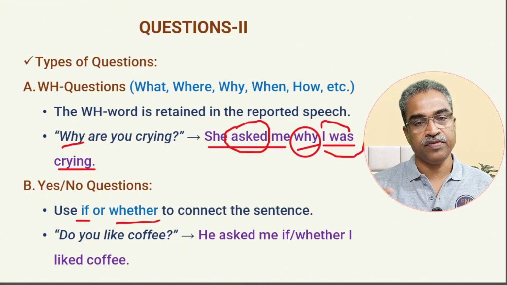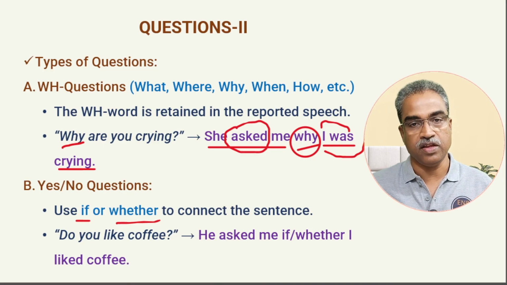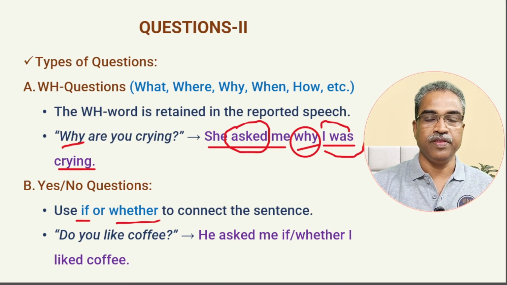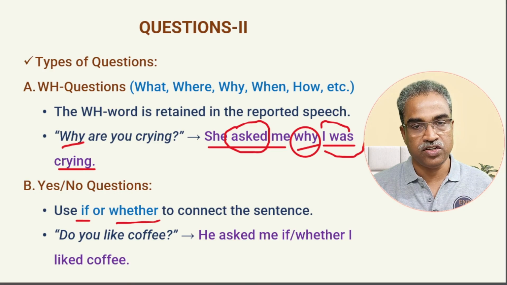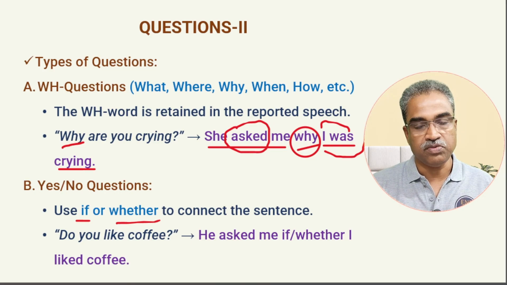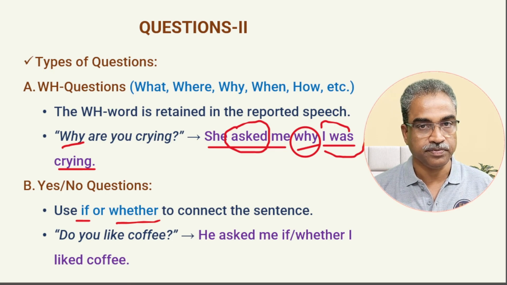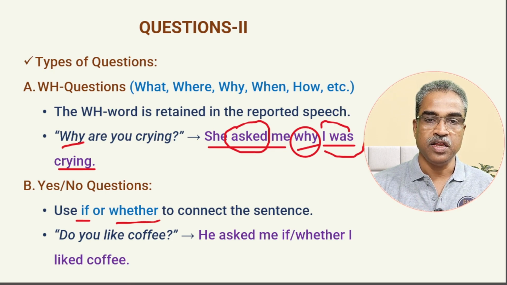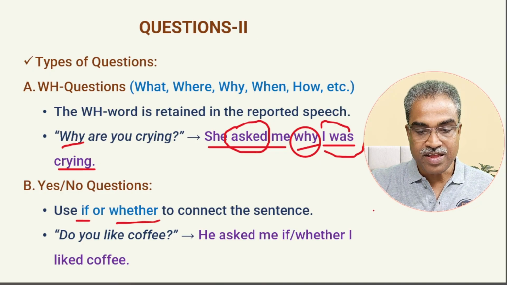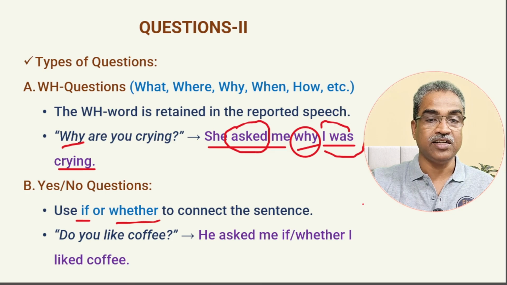But once again, the mistake my students have been making, the spelling of whether, they come out with WEATHER, that is a different weather. Sometimes they say WHEATHER, I don't know what that is. The spelling is, please, WHETHER. There is no A. Okay. So do you like coffee? He asked me if I liked coffee, or else he asked me whether I liked coffee.